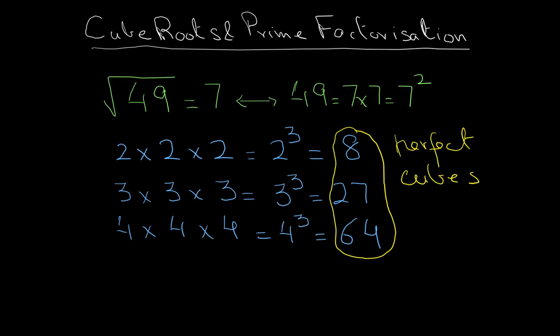Now, exactly like 49 is a perfect square, 27 or 64 is a perfect cube, and now we can look at the inverse mathematical function. Since 8 is equal to 2 cubed, we can say that the cube root of 8, and this is how you write the cube root of 8, is equal to 2.